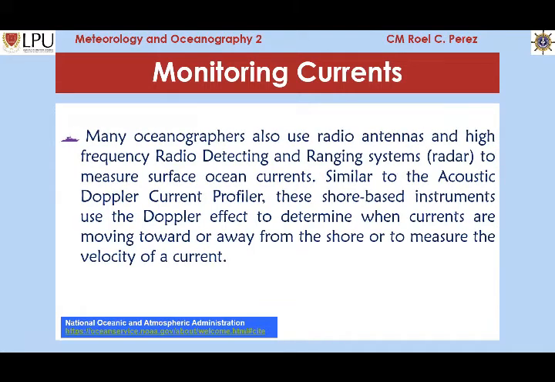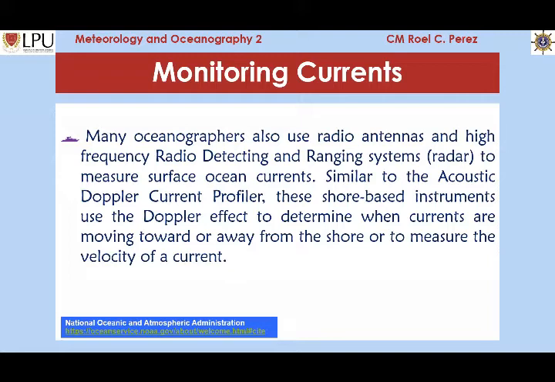Many oceanographers also use radio antennas and high-frequency radio detecting and ranging systems, or radar, to measure surface ocean currents. Similar to the acoustic Doppler current profiler, this shore-based instrument uses the Doppler effect to determine when currents are moving toward or away from the shore, or to measure the velocity of a current.